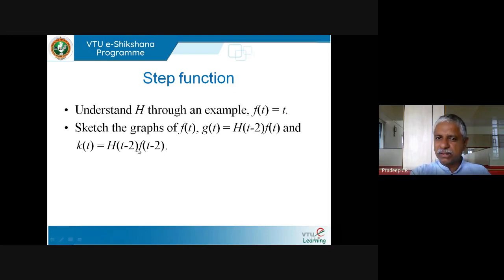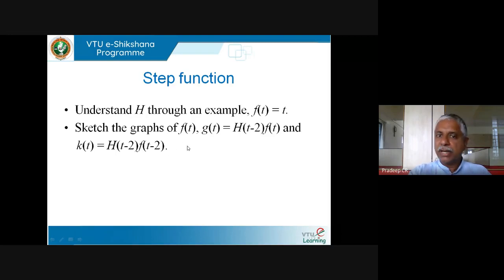And this looks more complicated, but actually is easier. k(t) is, till 2, of course, 0. So this is 0. After 2, what happens? This h becomes 1. So after 2, this will become f(t minus 2). f(t minus 2) means t minus 2, because f(t) is t in this example. So after 2, it is t minus 2. That means 2 less than t. So whatever I had as the graph of f(t), it has come down by 2, because k(t) is t minus 2 after 2.